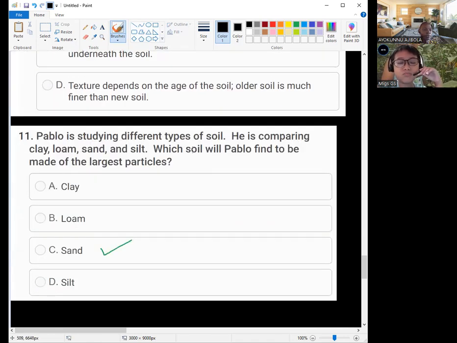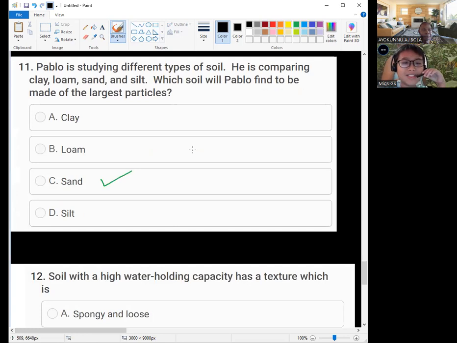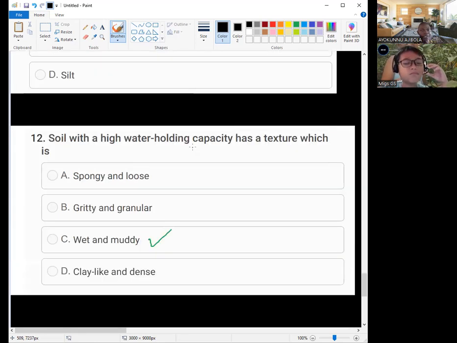Okay, then number 11. Pablo is studying different types of soil. He is comparing clay, loam, sand, and silt. I thought the word silt was salt. That's why I said salt. Which soil will Pablo find to be made of the largest particles? That's sand. Yeah, that's good.